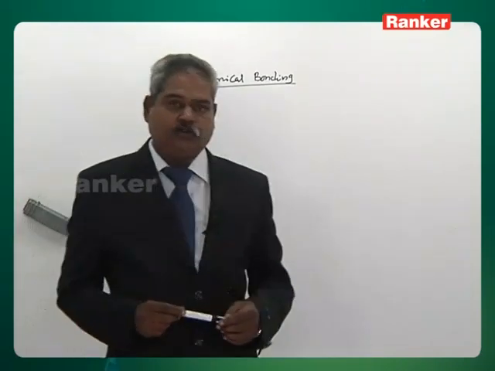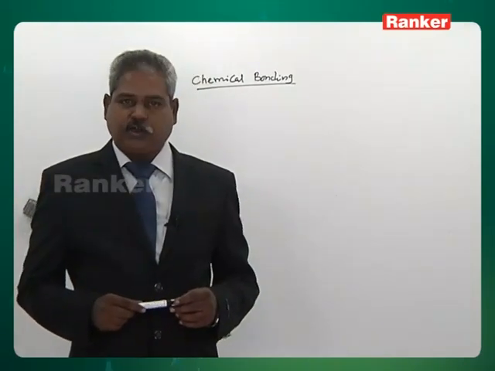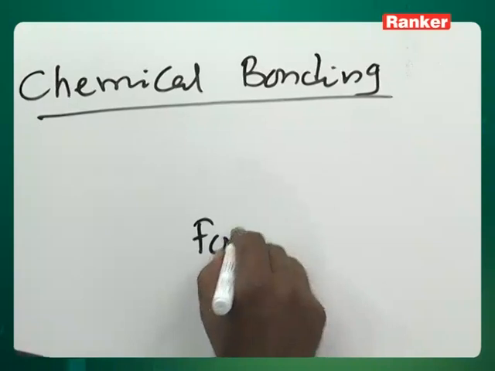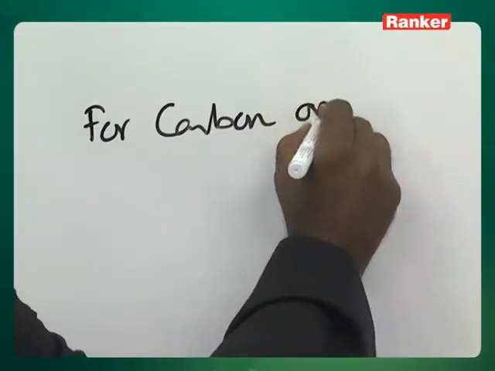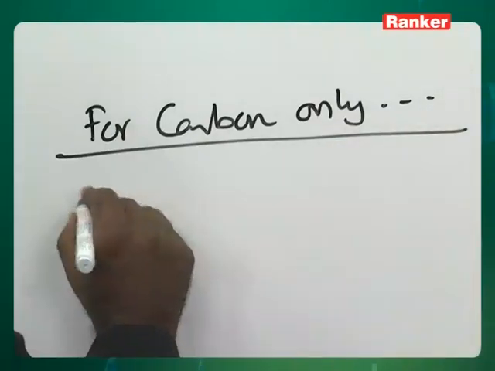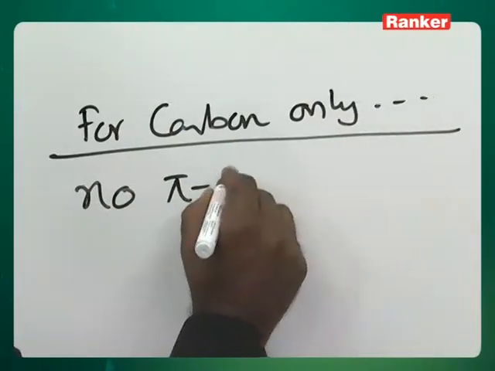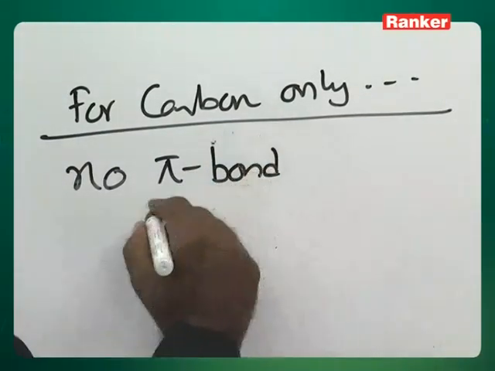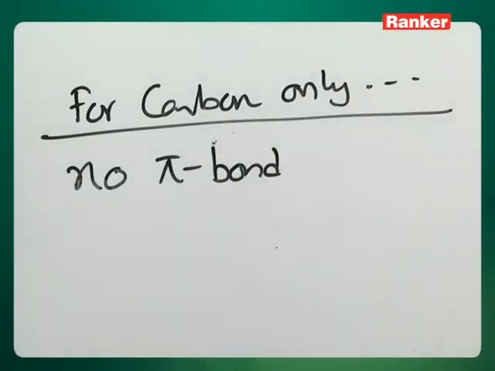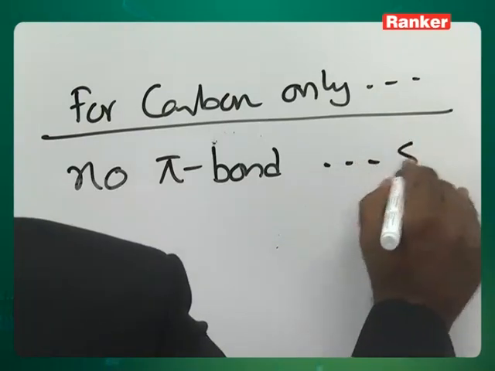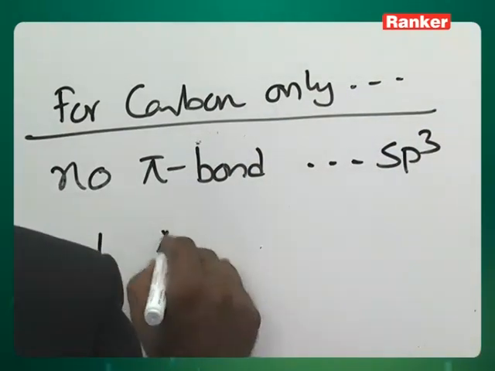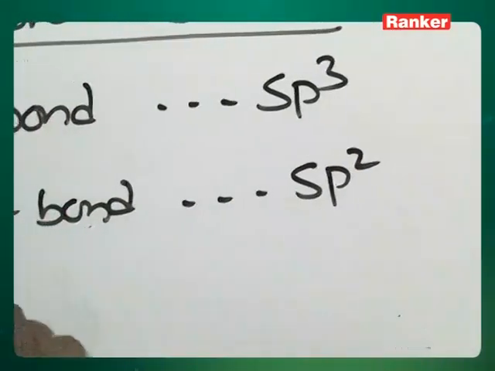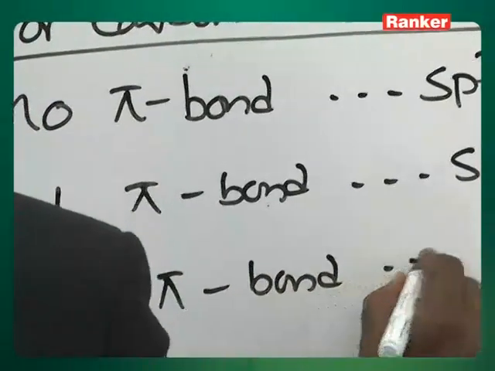So, what have we done so far? How to draw any structure, how to find hybridization. And this is for carbon only. Suppose you don't have a pi bond. Since we have to find the hybridization of a large number of carbons in organic chemistry, we need a special procedure for carbon. No pi bond, the hybridization is sp3. One pi bond, the hybridization is sp2. Two pi bonds, the hybridization is sp.